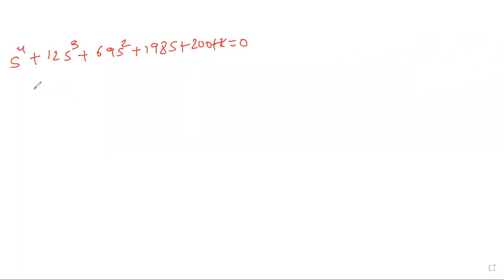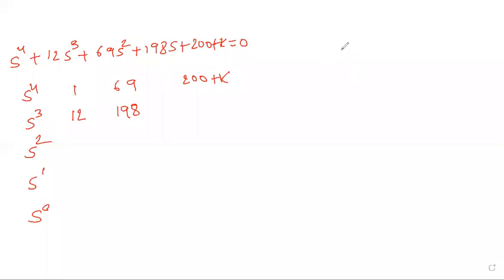Right. So what is the maximum power of s? 4, sir. Then s power 3, s power 2, s power 1, s power 0. Okay. So what is the first element? 1, followed by 69, followed by 200 plus K. Next, 12, 198, right?